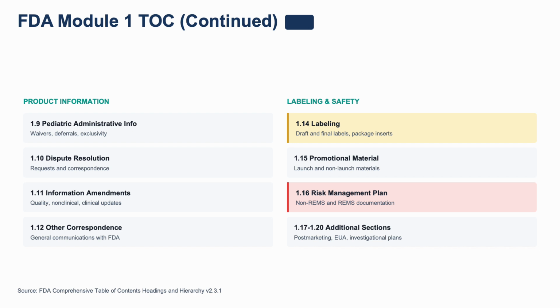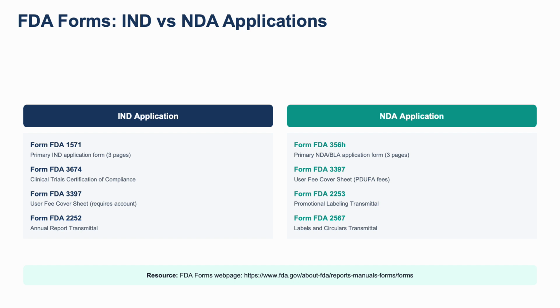Sections 1.17 through 1.20 cover post-marketing studies, proprietary names, emergency use authorization documentation, and the general investigational plan for initial IND submissions. Understanding the specific FDA forms required for Module 1 is essential for successful submissions. For IND applications, Form FDA 1571 is the primary application form at 3 pages covering all essential information about your investigational drug program. Form FDA 3674 provides clinical trials certification of compliance.